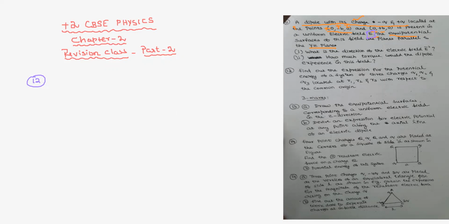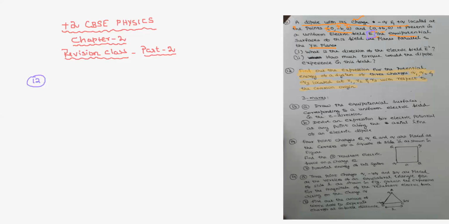Now let us do question number 12. Find out the expression for potential energy of a system of three charges q1, q2 and q3 located at r1, r2, r3 with respect to the common origin. So we have three charges now. They are at positions r1, r2 and r3. So let us draw that first.